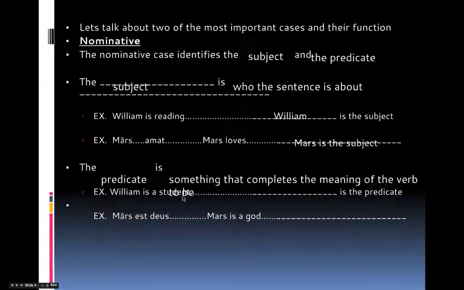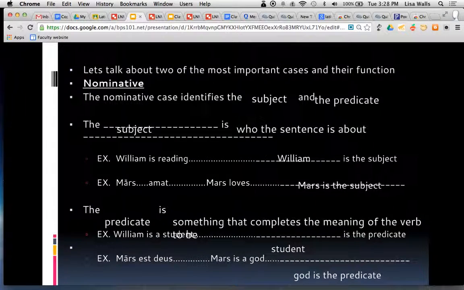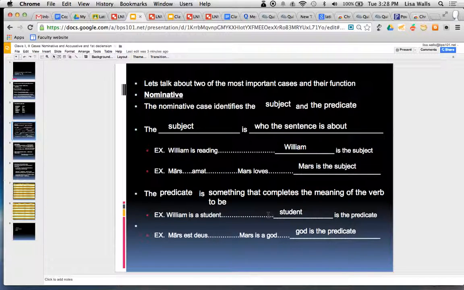So William is something that completes the meaning of the word to be. Here, I'm just going to exit the presentation and show you on my screen because it's not all messed up like this. So the predicate is something that completes the meaning of the verb to be. So William is a student. Student is the predicate because William is your subject and it's completing the verb to be, which is. So student is the predicate.